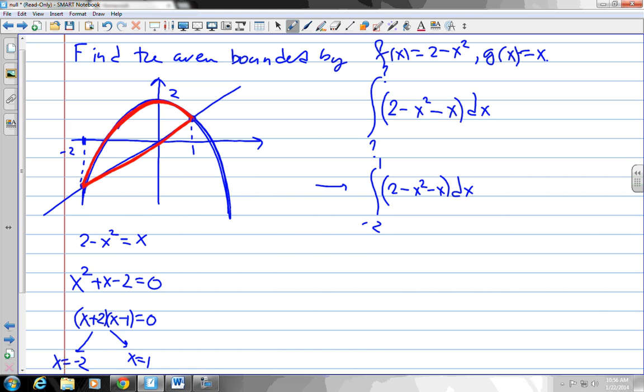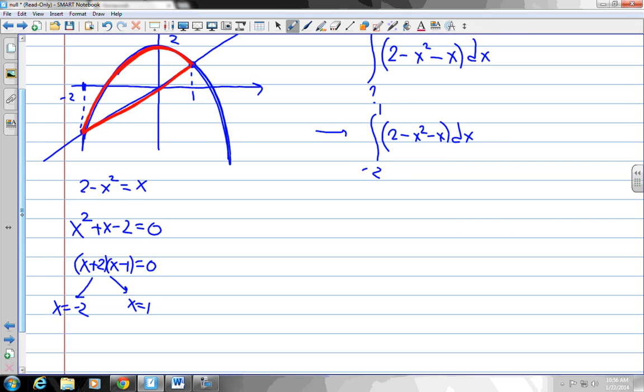Is that okay how we found that? How we set that up? Any questions on that? I mean, the rest is straightforward. We'll just integrate that. There's nothing to it.